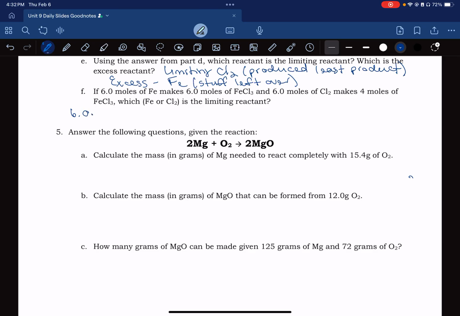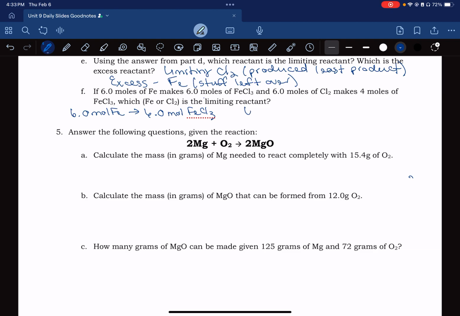The first thing it says is 6.0 moles of iron, so I'm going to do the yield sign. It makes 6.0 moles of iron chloride. Okay, so that's the first piece of information it gave us.